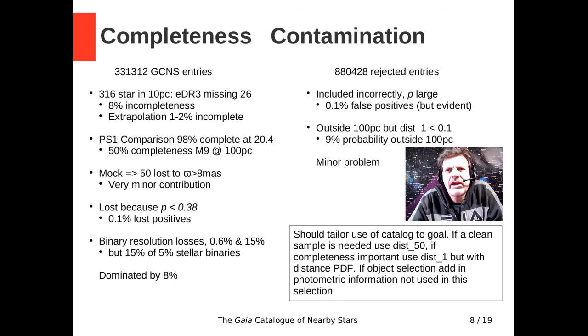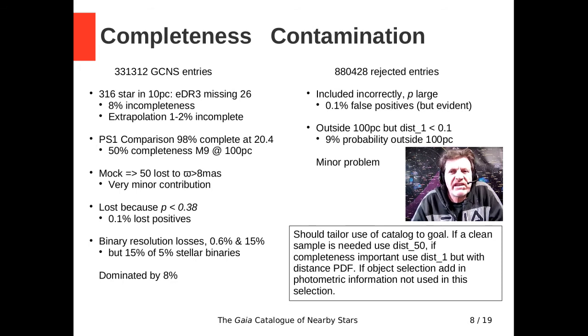An important part of the characterization of the GCNS is defining both the completeness and contamination. That is, estimating how many objects we are missing and how many objects we are incorrectly including. Often the minimization of contamination leads to a reduction of completeness and vice versa. Based on the 10 parsec sample, that is objects very close to us where we believe we understand what's there, our catalog is 90 to 95% complete.